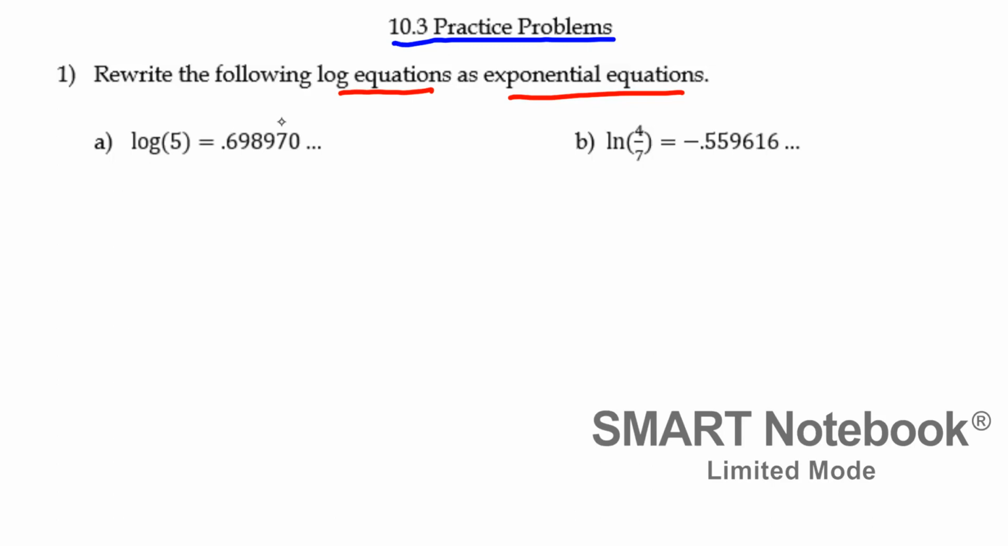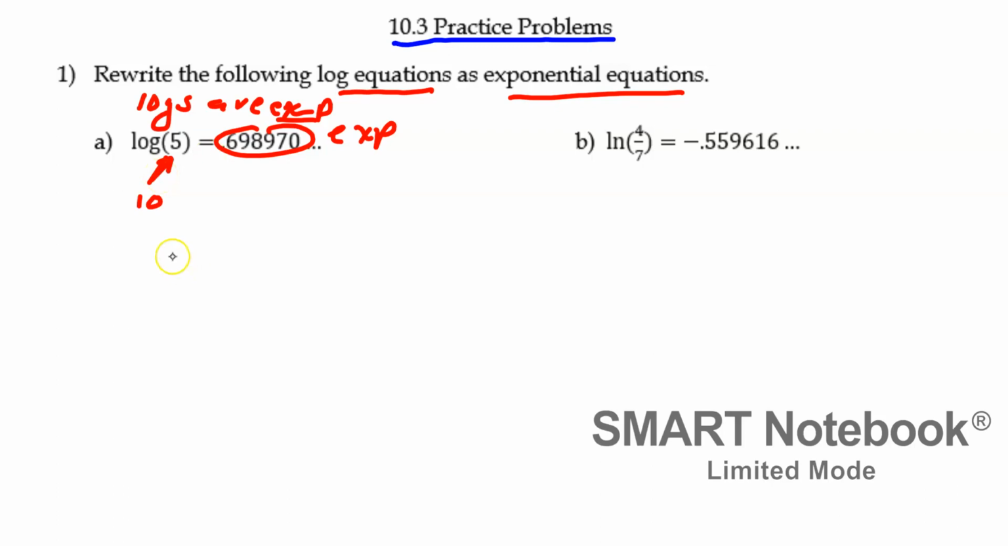So if I'm given log of 5 equals 0.698970 and forever, we want to convert this to an exponential equation. The first thing we need to ask ourselves is, what is the base? What is the exponent? And how can I rewrite this? Remember, I said pretty constantly in the last video that logs are exponents. So that means that this number must be my exponent, and it looks like this log does not have a base. But when you see a log written without a number, you assume that it is base 10.